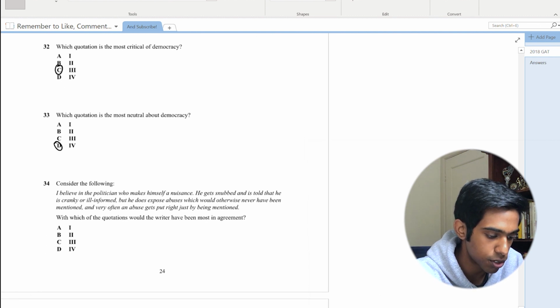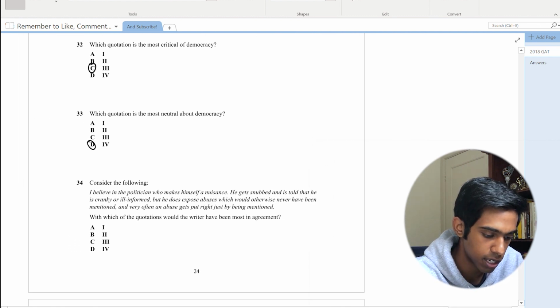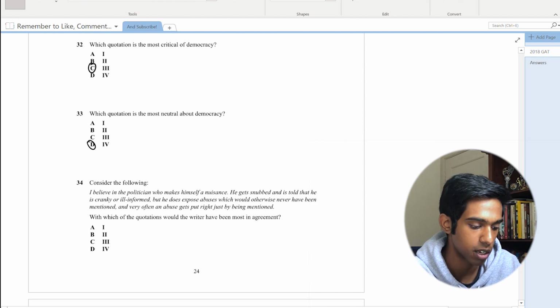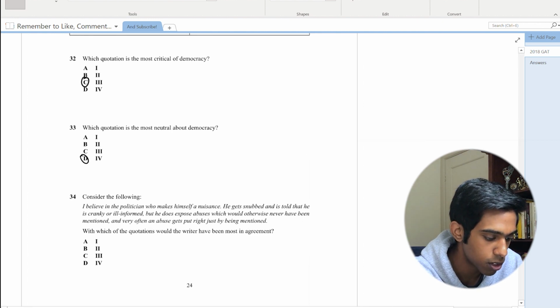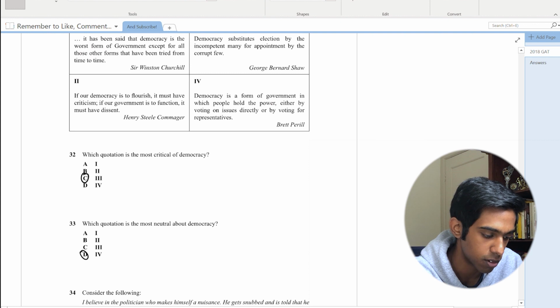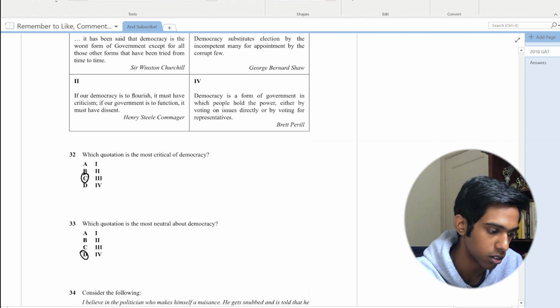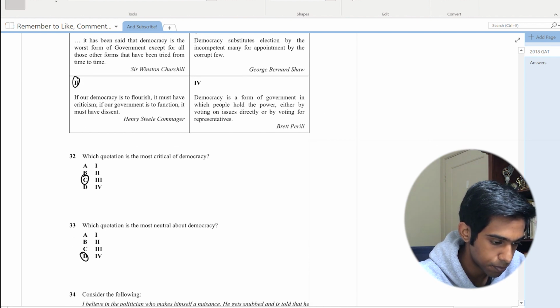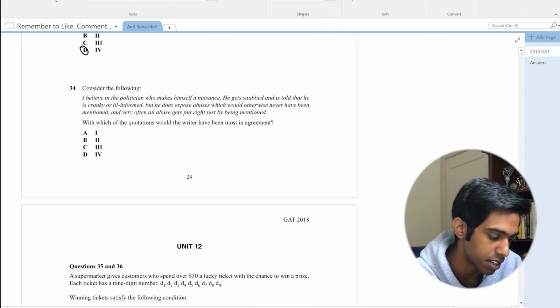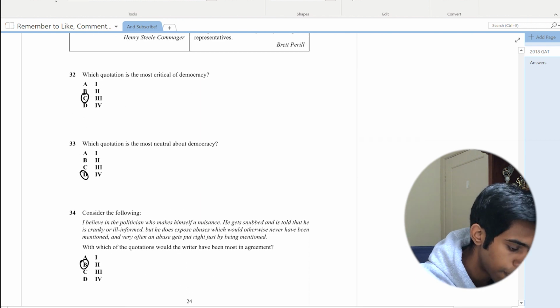Consider the following. I believe in the politician who makes himself a nuisance. He gets snubbed and is told that he's cranky or ill-informed, but he does expose the abuses which would otherwise never have been mentioned, and very often an abuse gets put right just by being mentioned. With which of the quotations would the writer have been most congruent? So this is about talking about what's wrong. So that's definitely number 2, because 2 talks about how criticism and dissent are important. So this would definitely be 2.